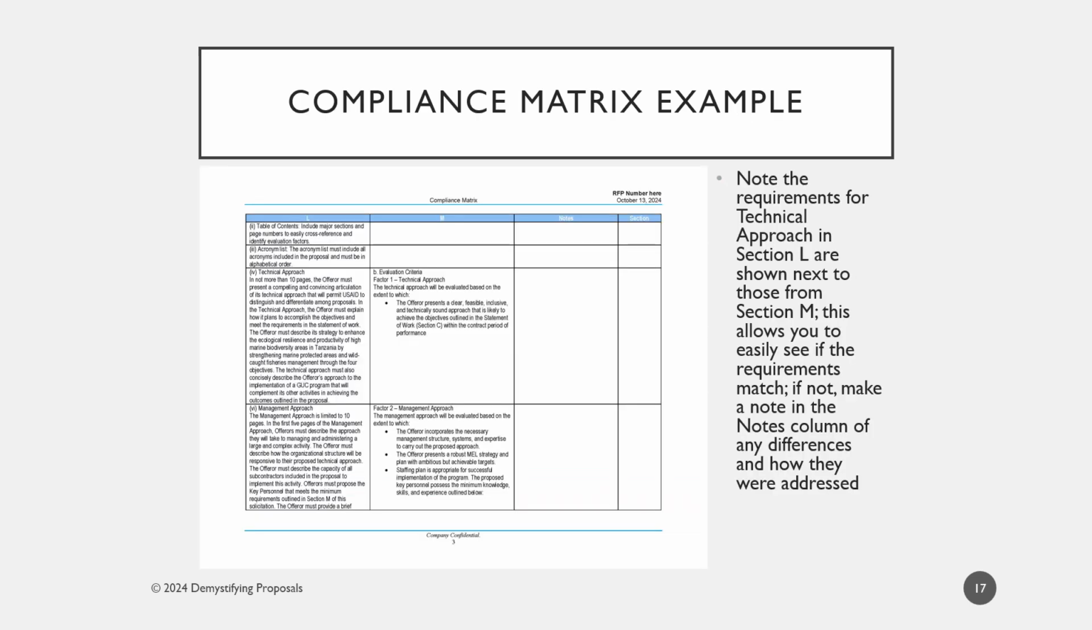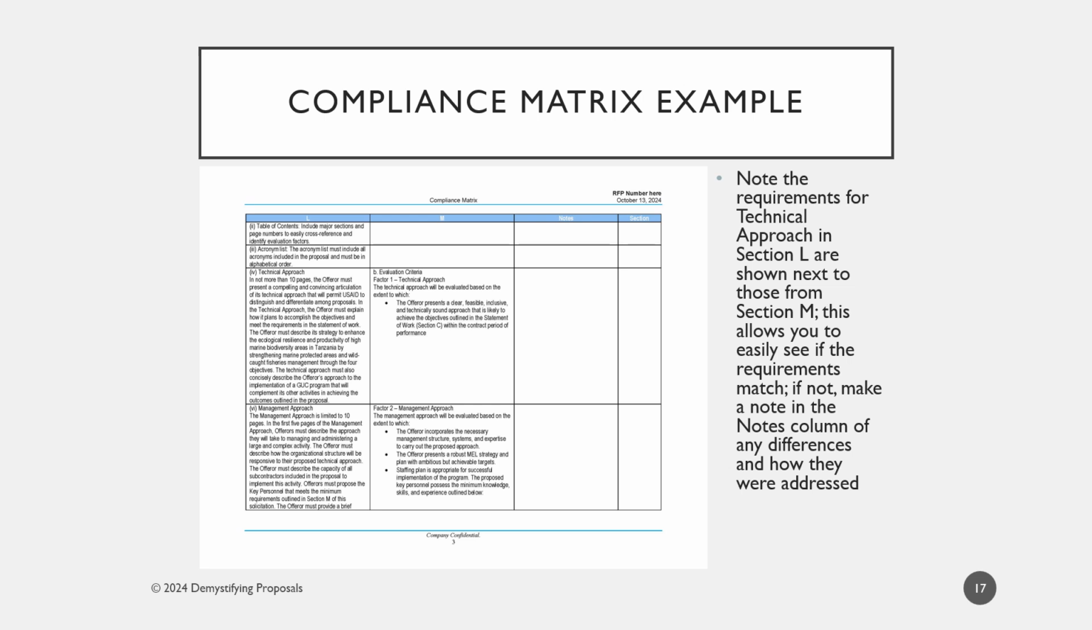So this is an example of a compliance matrix filled out. The first couple of lines are the proposal instructions for fonts, and maybe you have your submission information in there. Again, that's usually found in Section L, so it goes in the Section L column. Then, as we said, you put the L requirements in terms of the sections of the proposal next to the M requirements for the proposal.